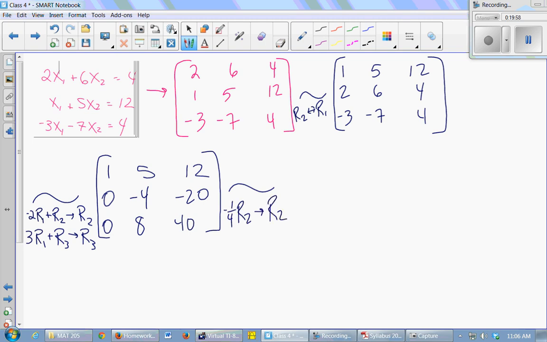my new row 2. So I have 1, 5, 12. Negative 1/4 times 0 is still 0. Then I get 1, and negative 1/4 of negative 20 is 5. And row 3 doesn't change.